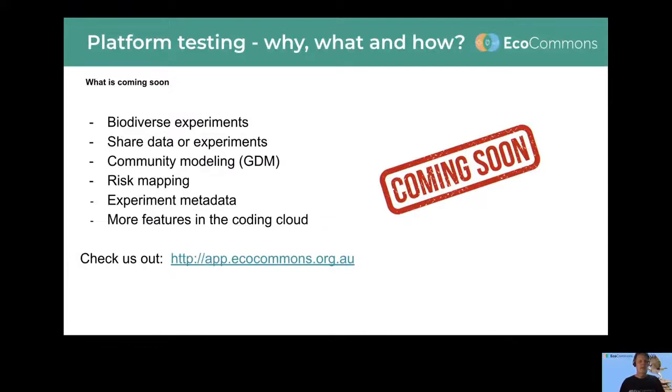We're really excited about what's coming to EcoCommons. We've got things like community modeling, generalized dissimilarity modeling that's coming soon, risk mapping, so if you want to kind of predict where invasive species might end up. Some really cool functionality that's coming soon. I encourage you to check us out at app.ecocommons.org.au and give us some feedback. There's a little feedback tab on the right side. You can tell us what you like and what you don't like.